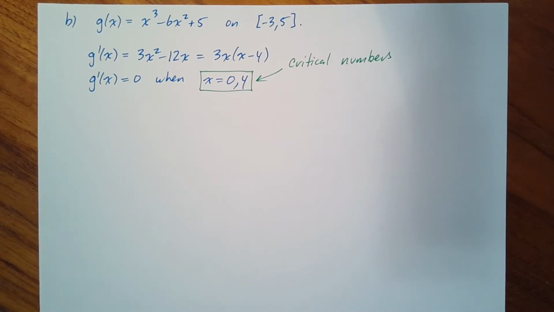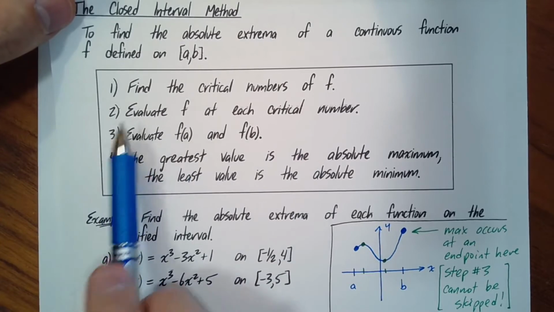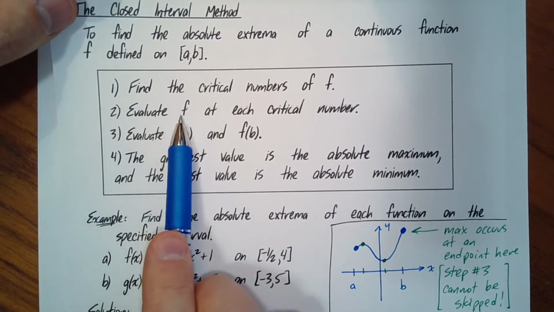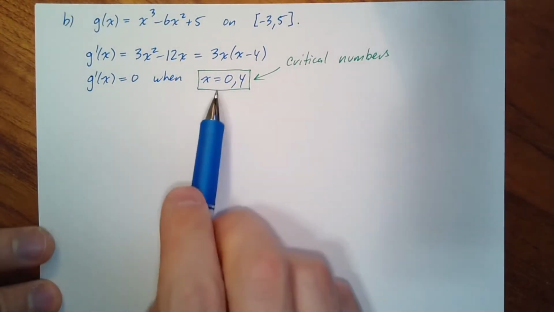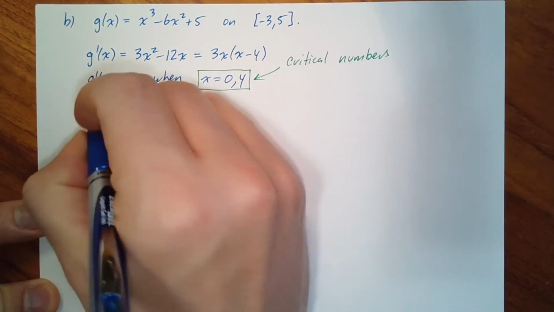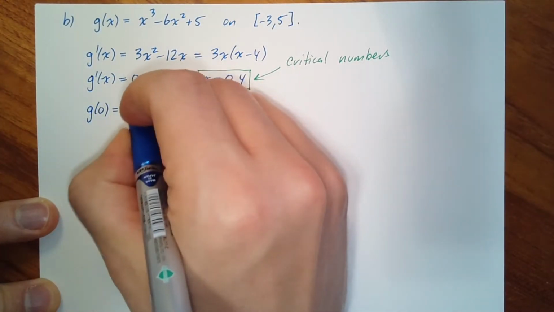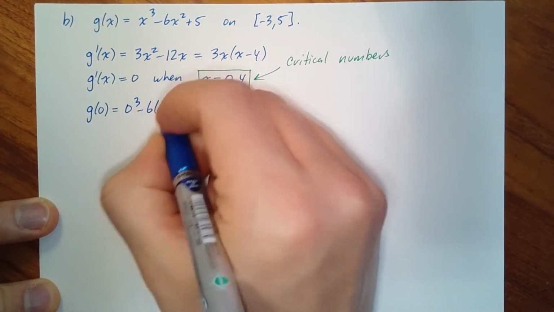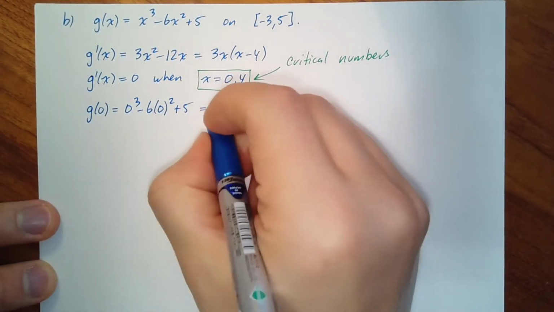Step 2, evaluate the function at every critical number. We found all the critical numbers in step 1. Our function is called g, not f in this case. So step 2, evaluate the function, in our case g, at each critical number. We'll plug these critical numbers in. So g of 0: plug 0 in, you're going to get 0 cubed minus 6 times 0 squared plus 5. That just works out to 5.